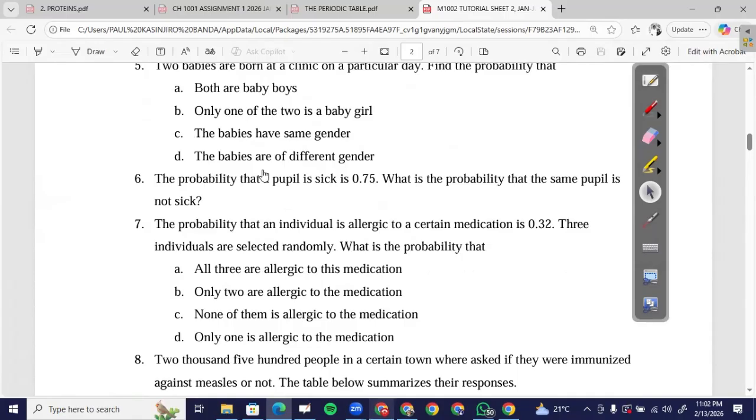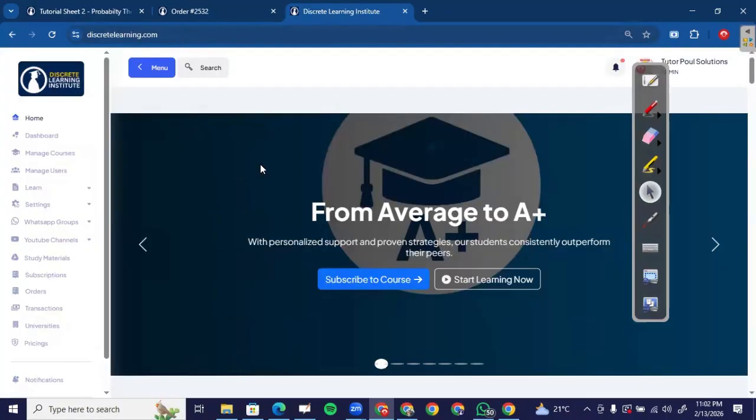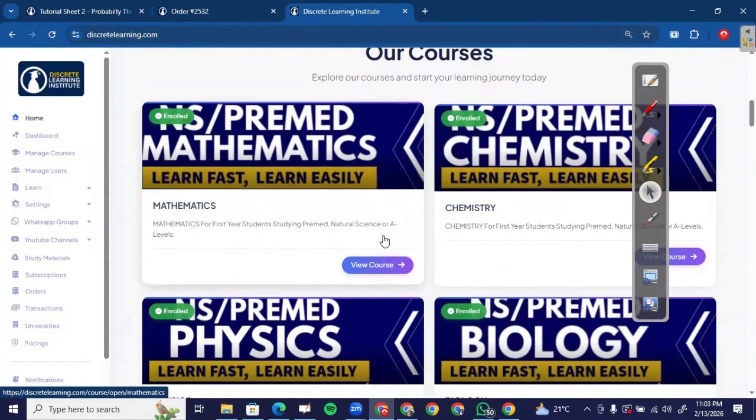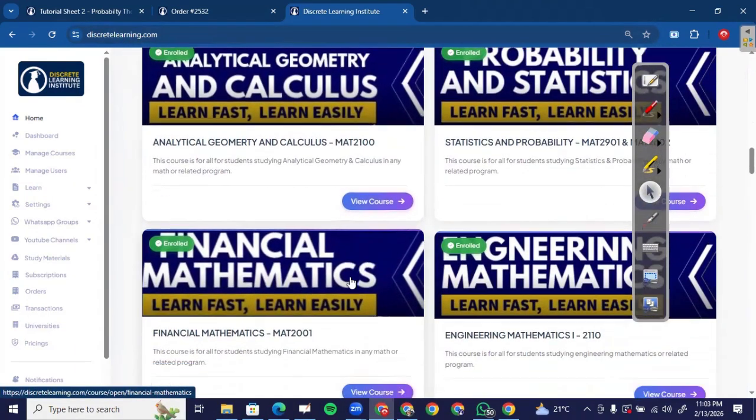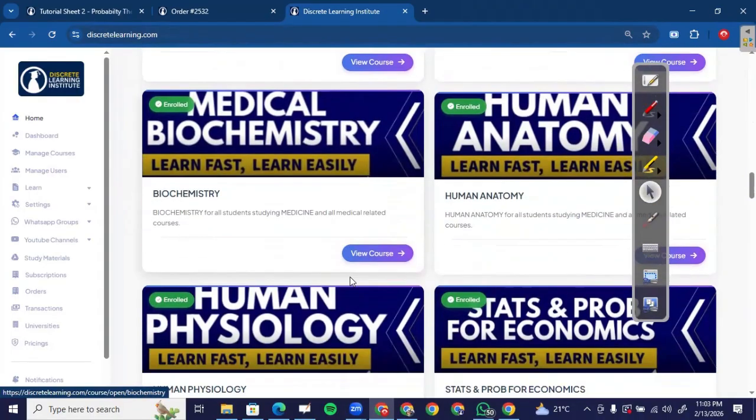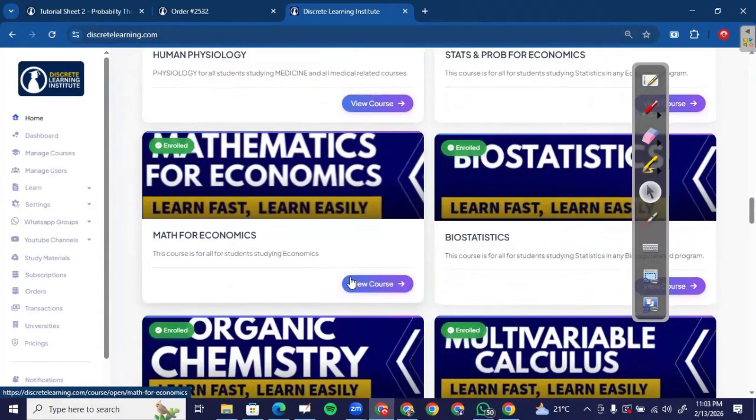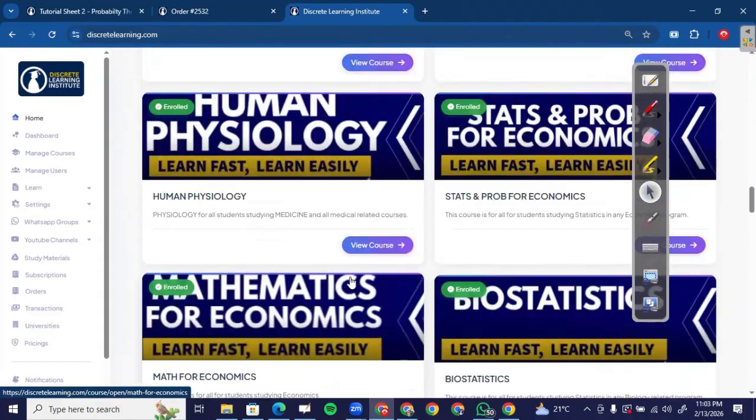So let me just show you the website. Search discretelearning.com and click search. If you don't have an account, simply create one by putting in your name, your email, and your password, and then you log in with those same details. You're taken to this page with our courses. Here are all the courses that we offer: medical biochemistry, human anatomy, physiology, biostatistics. Whatever course is here, we offer it and you can subscribe for it.